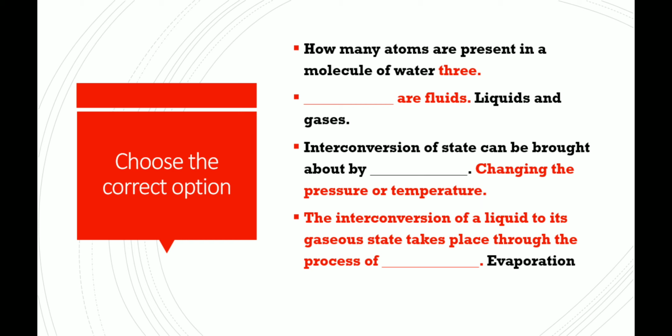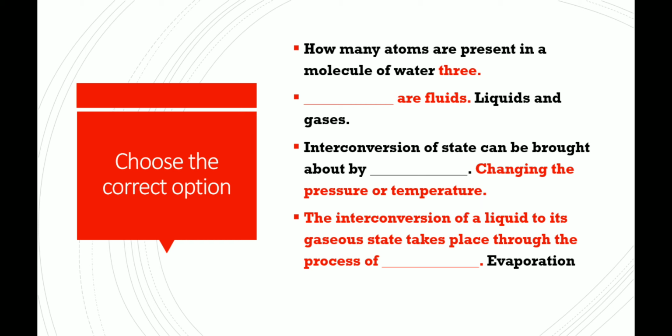Then third question. Interconversion of state can be brought about by days. The first option, adding water. Second option, changing the container. Third one, taking a greater mass of a substance. Fourth one, changing the pressure or temperature. Here the fourth option, that is D, changing the pressure or temperature, is the correct one.